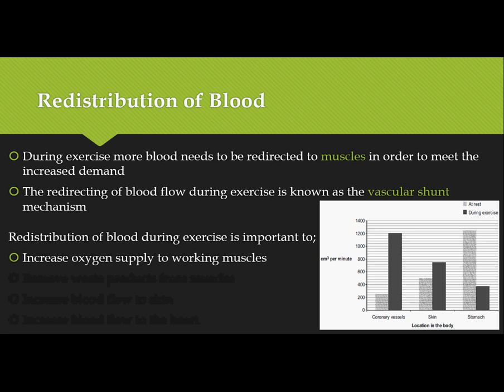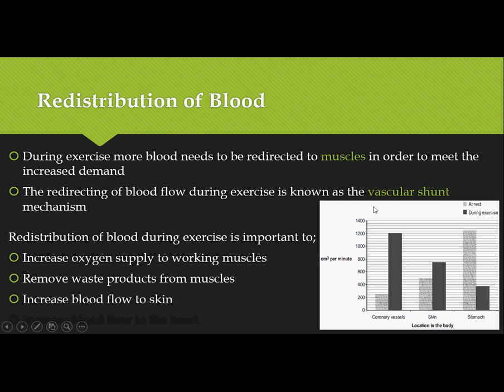Firstly, it increases the oxygen supply to the muscles so that they can continue to contract. Also, it allows us to remove the waste products such as lactic acid and carbon dioxide that are produced during exercise. As well as that, if we look at this graph here, we get increased blood flow to the skin. That helps us to cool our body down as part of thermal regulation. And also, we get an increased blood flow to the heart, or the coronary vessels, which allow the heart to continue beating fast to get more blood around the body.